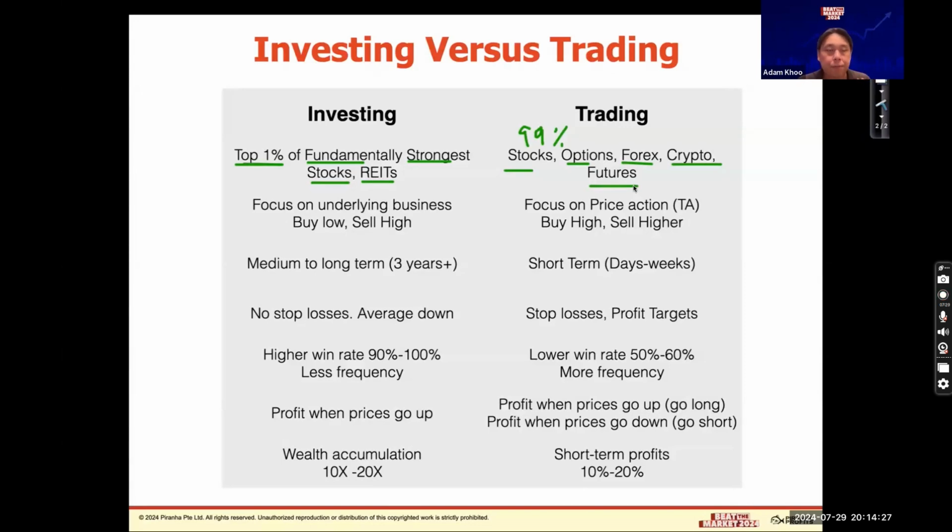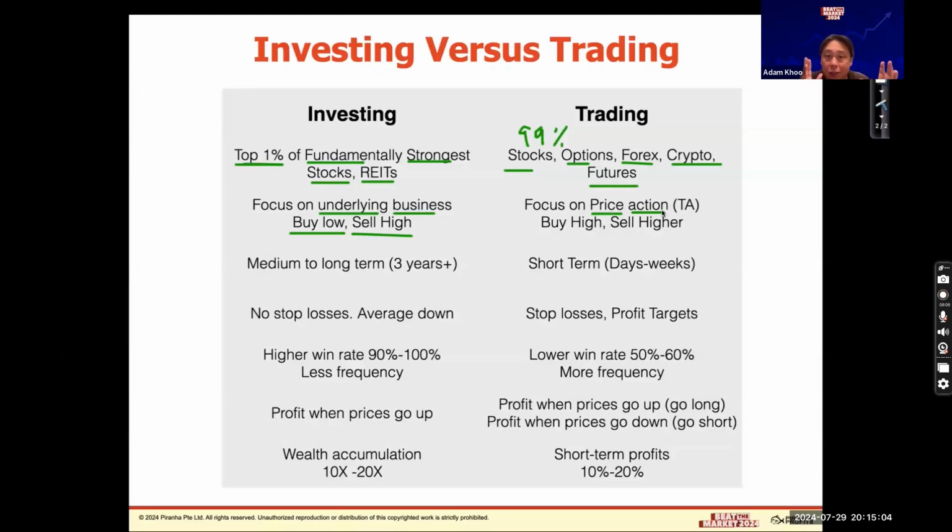So for investing, the main focus, I would say 90% of the focus for investing would be on fundamental analysis. Fundamental analysis, which is focusing on the underlying business. And again, the idea is to buy low and sell high, to buy when it's undervalued and to sell when it's way overvalued. But trading is different. In trading, 90% of your focus is on the short-term price action. It's on the price movement.